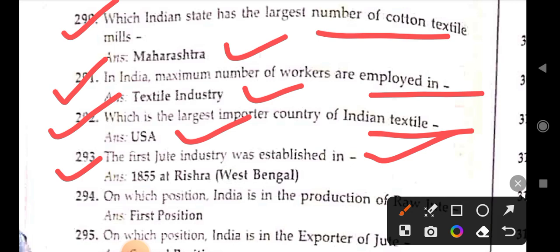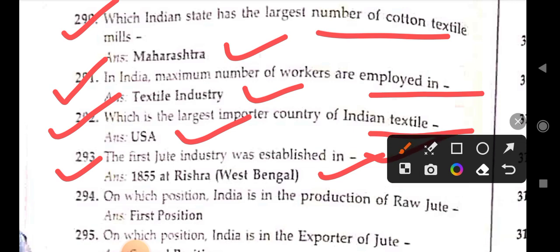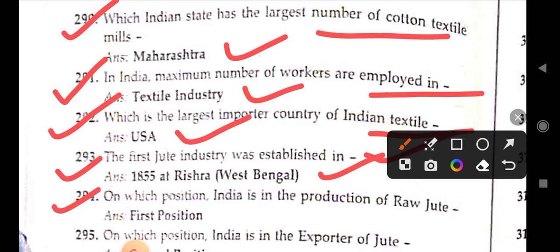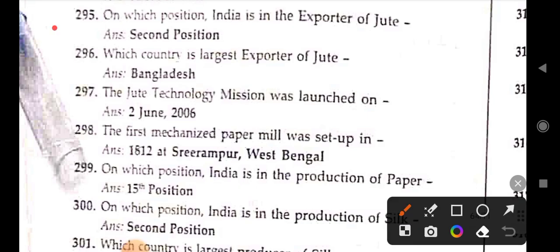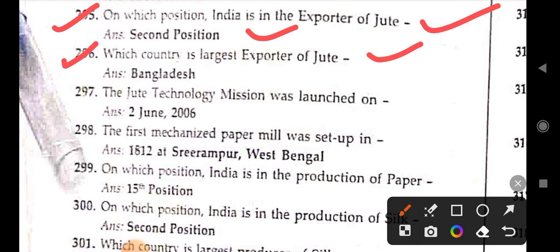The first jute industry was established in 1855 at Rishra, West Bengal. Next, on which position is India in production of raw jute? First position. Next, on which position is India as an exporter of jute? Second position. Which country is the largest exporter of jute? Bangladesh. The Jute Technology Mission was launched on 2nd June 2006.